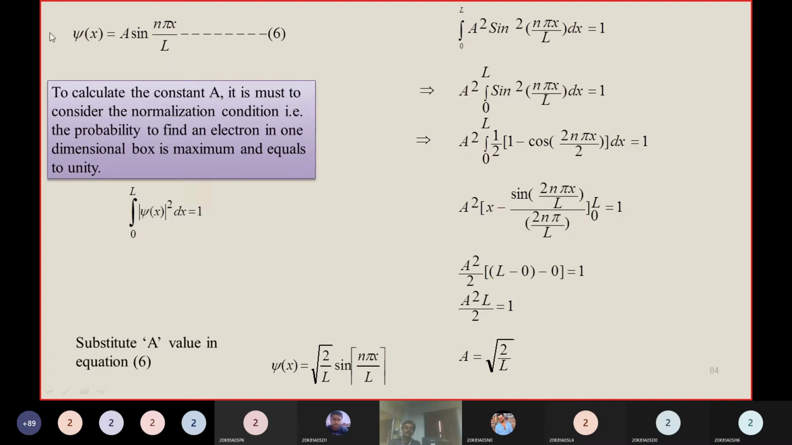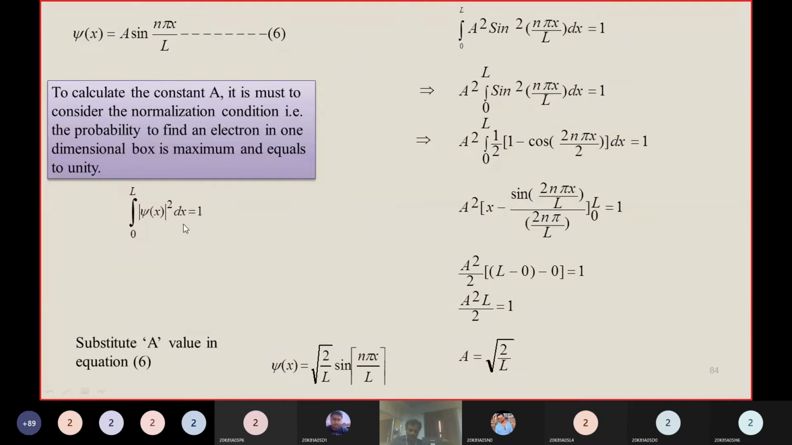But in this case there is no imaginary value in psi of x, so the psi value and its complex conjugate are the same. So we can take mod psi of x squared dx. This is the total probability of finding the particle inside the box. This is also called the normalization condition.